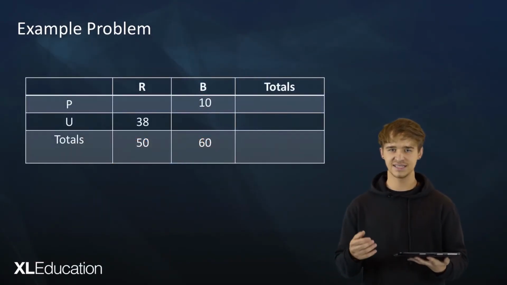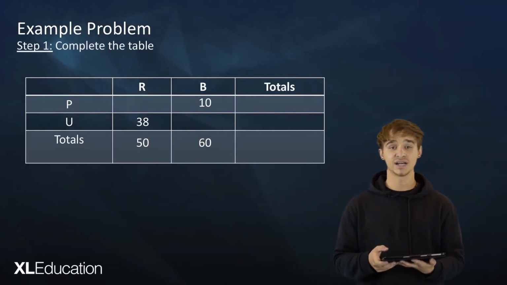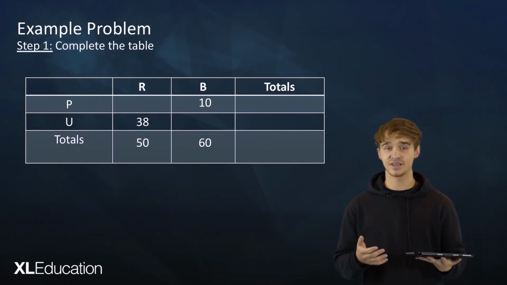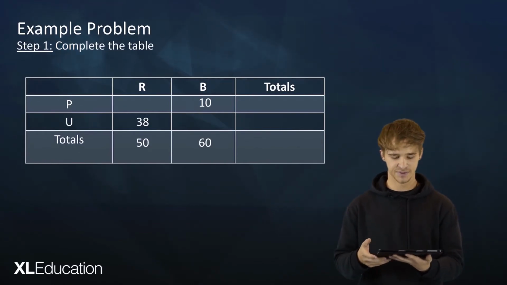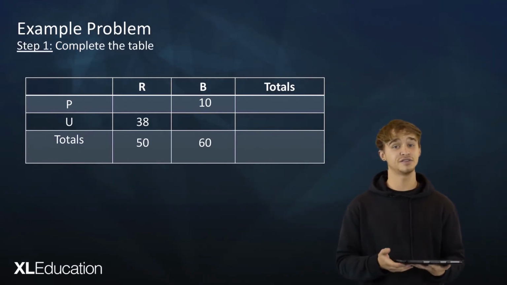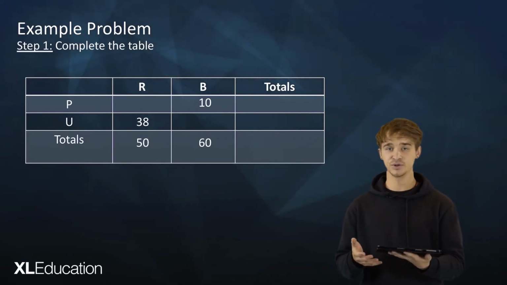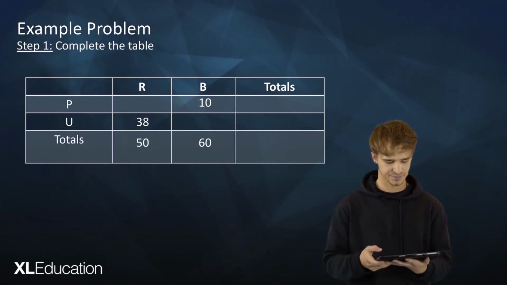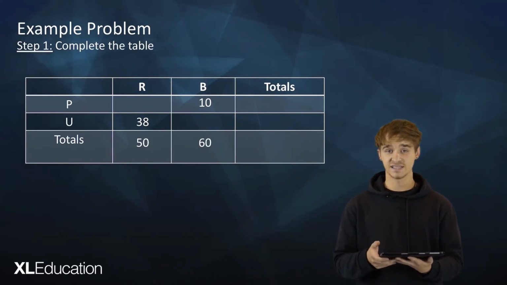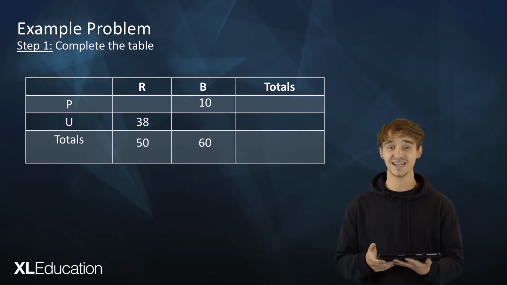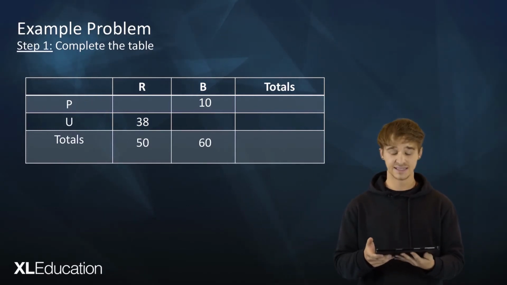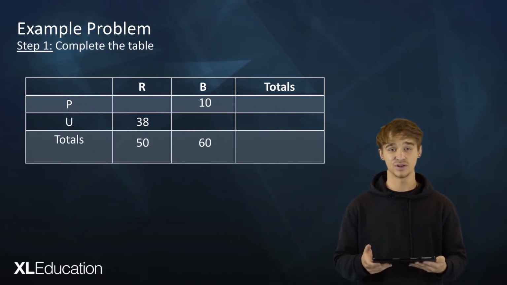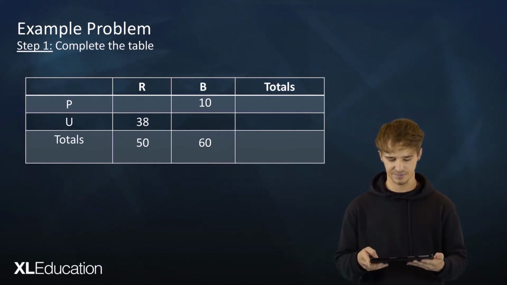Well, let's see. Step 1 is to complete our contingency table. We begin by adding everything that's given to us within the question. So, we know that there are 50 red balloons and 60 blue balloons. We add this in our red and blue totals columns respectively. We know that 1 week later, after he arrives, he sees that 10 blue balloons are popped. And similarly, 38 red balloons are unpopped. We can add this into our contingency table accordingly.